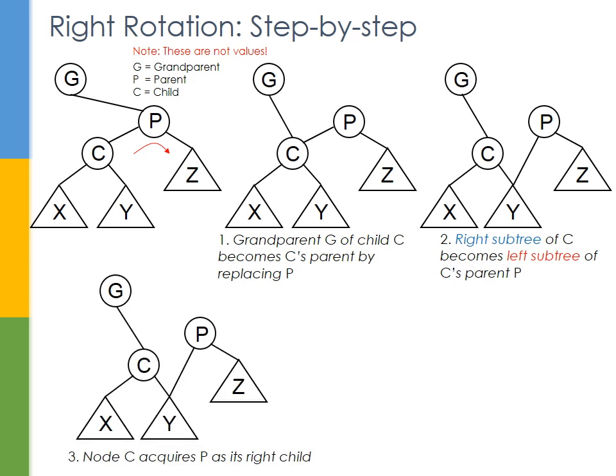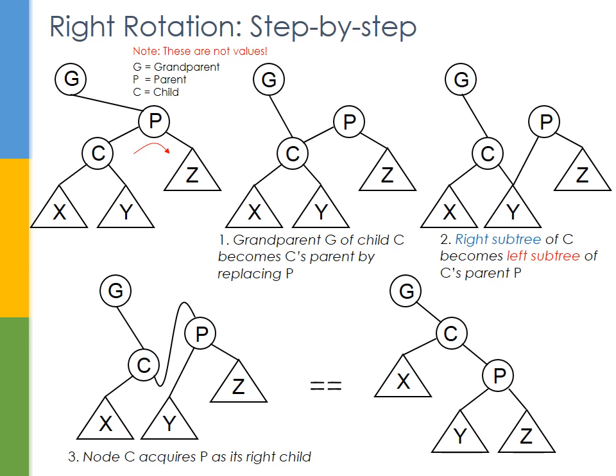So next, node C acquires P as its right child, and this is the final step that we perform. So we can see that node C in this case has a right child which is subtree Y. So we sever that connection, and we now make C's right child P, which is its former parent, and this creates a situation where P has now rotated down and C has become its parent.